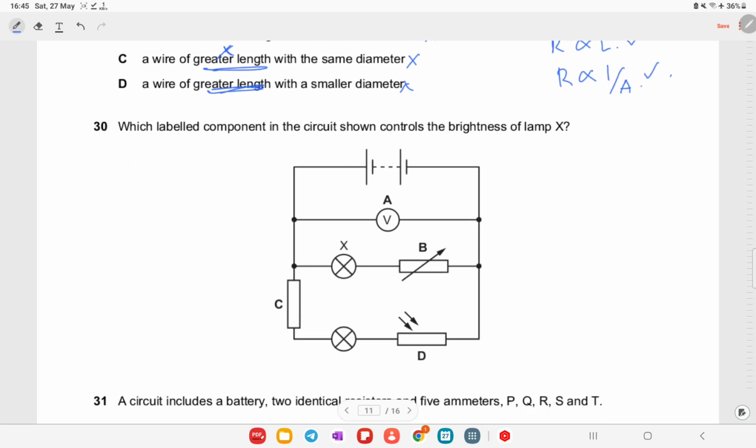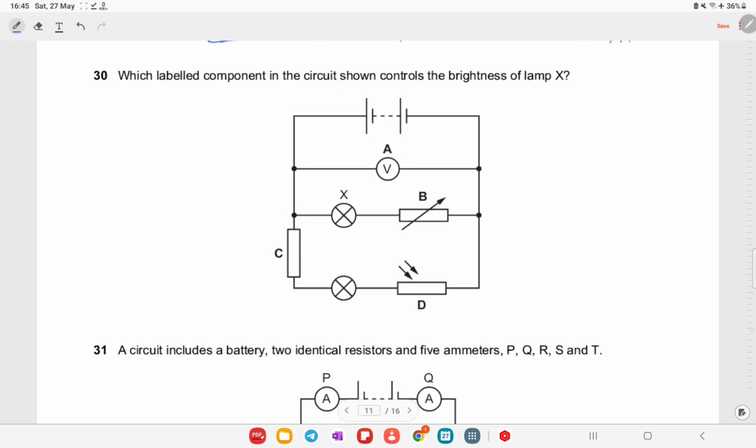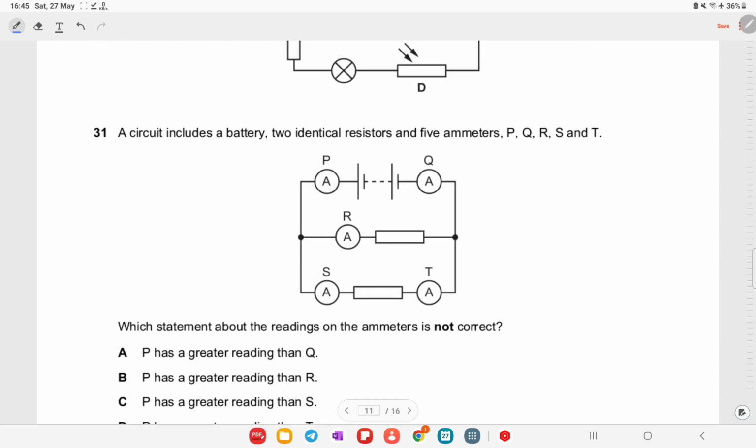Which variable component in the circuit controls the brightness of the lamp X? So now we have to see which instrument or which component is used to control the brightness of the lamp. So obviously it's going to be the variable resistor. So B is going to be the right answer.